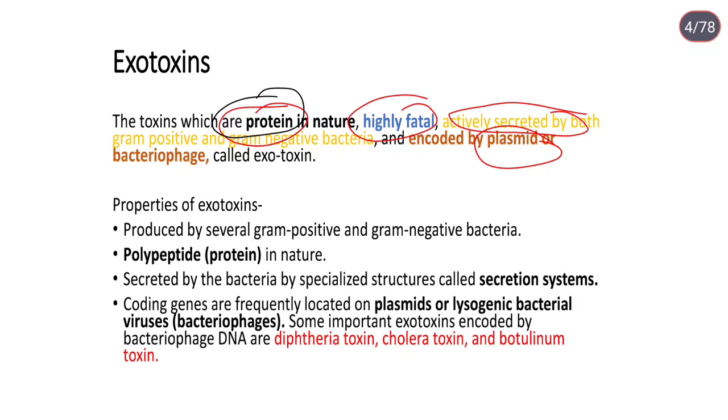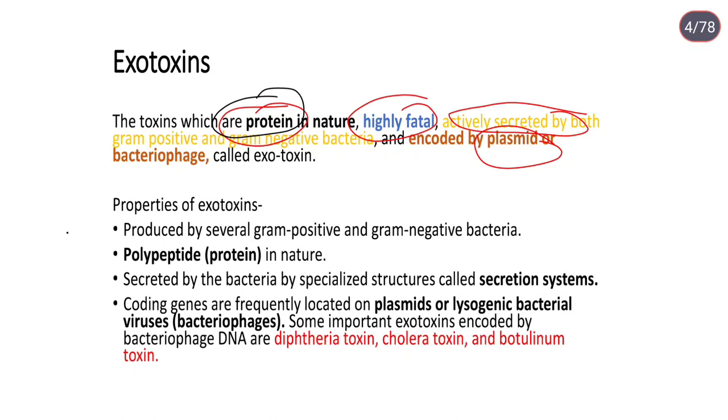So what are the other properties? I told you that bacterial exotoxins are readily secreted from the bacterial cell, and they are secreted by a system which is termed the secretion system. Basically there are six types of secretion system which secrete bacterial exotoxin into the extracellular space, and from the extracellular space the toxins go through the blood to the host cells on which the bacteria act.